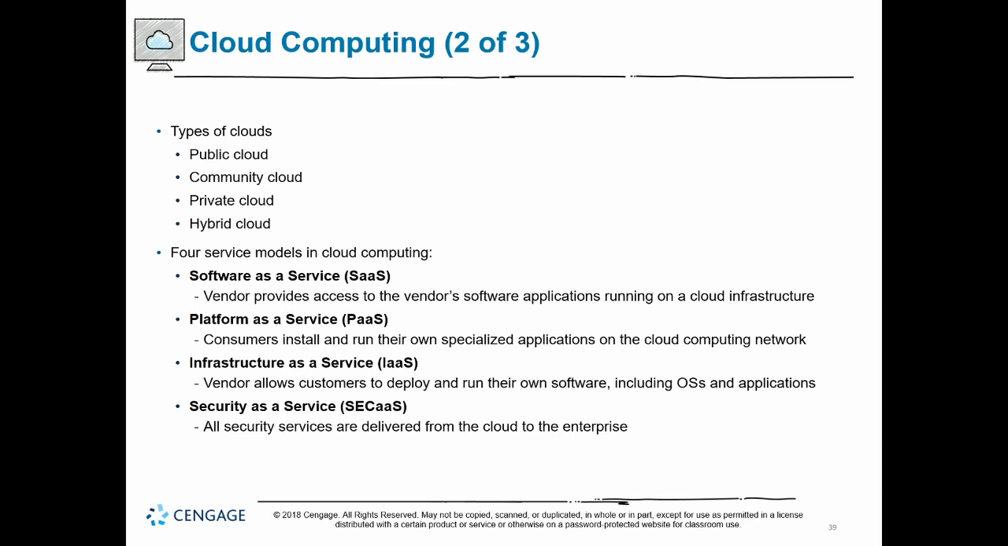In platform as a service, the consumer installs and runs their own specialized applications on the cloud computing network. So you're in the cloud and you have an application. You put your application on the cloud. You don't have to worry about the infrastructure portion of it. You just have to worry about managing your own application. Now, infrastructure as a service: the vendor allows the customer to deploy and run their own software, including operating systems and applications. So essentially, you build out your own infrastructure.